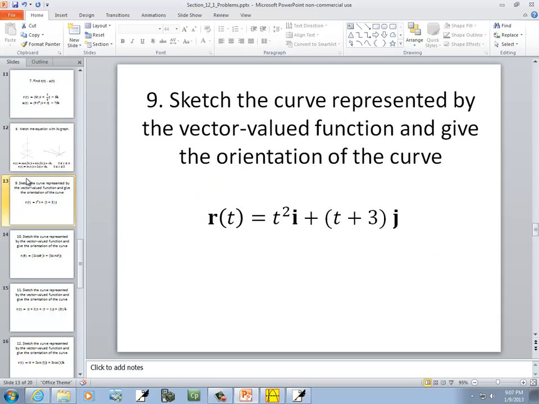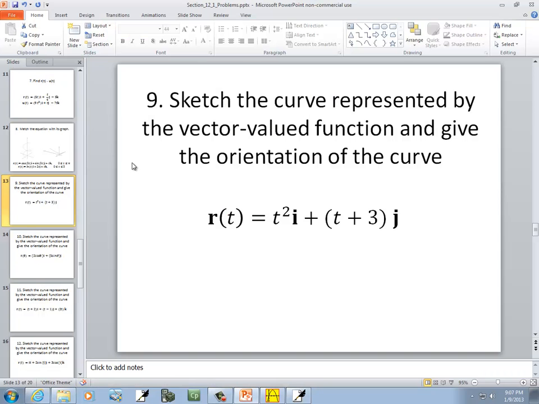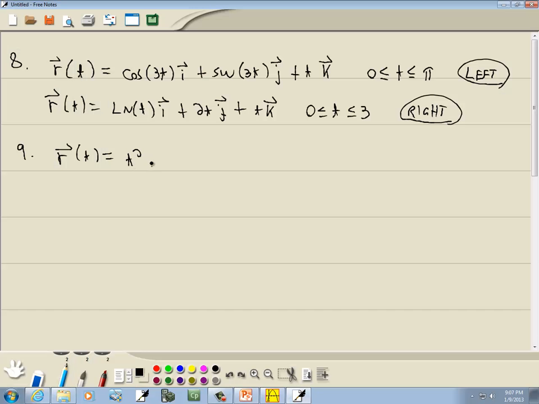Okay, this one says sketch a curve represented by a vector valued function and give the orientation. So r of t is equal to t squared i plus t plus 3 j. Now, remember our component functions. This is x, so we have x is equal to t squared, and we have y is equal to t plus 3.